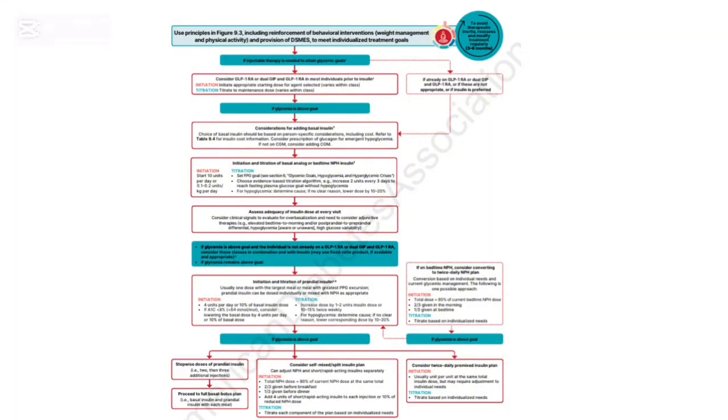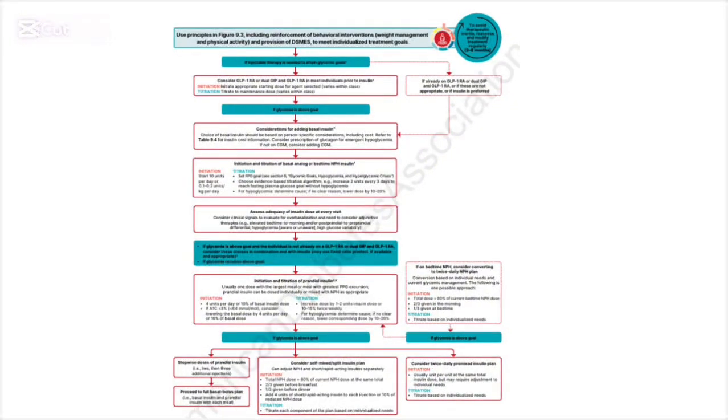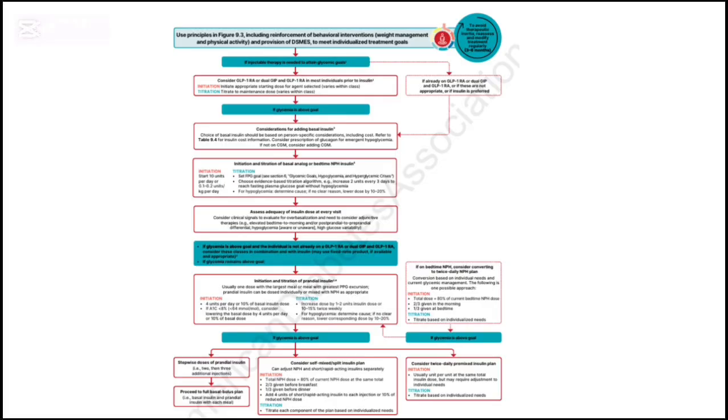The diagram recommends initiation of basal insulin using either long-acting basal insulin analogs or bedtime NPH insulin. Typical starting doses are 10 units per day, or approximately 0.1 to 0.2 units per kilogram per day. After initiation, insulin should be titrated gradually, according to fasting plasma glucose targets. One example shown in the chart is increasing the dose by approximately 2 units every 3 days until fasting glucose goals are achieved without causing hypoglycemia. If hypoglycemia occurs without a clear explanation, the basal insulin dose should generally be reduced by 10 to 20%.